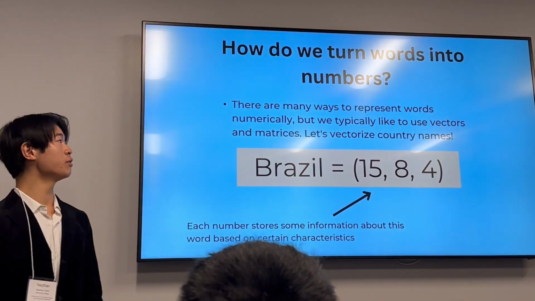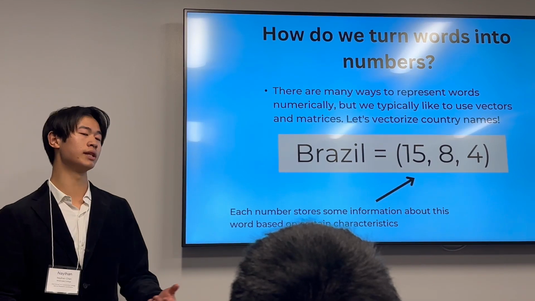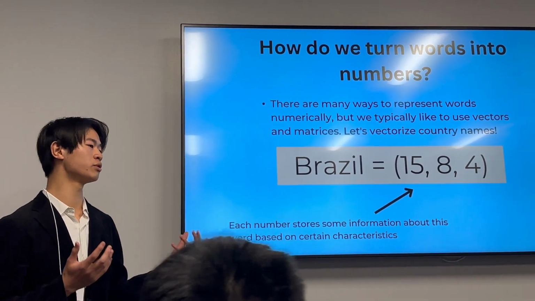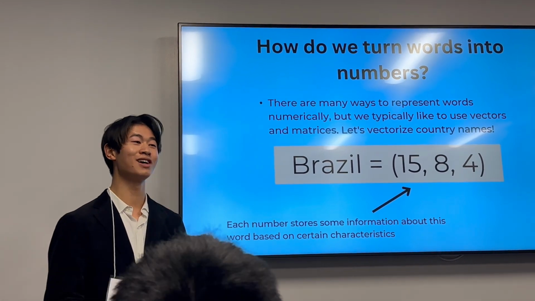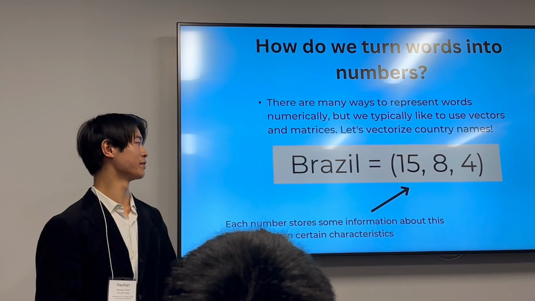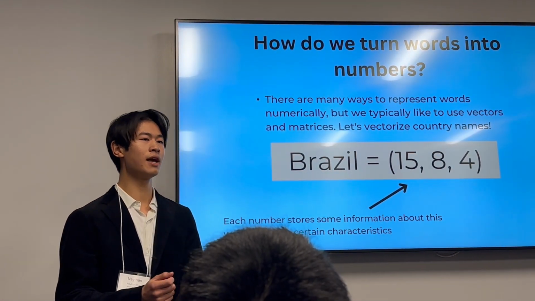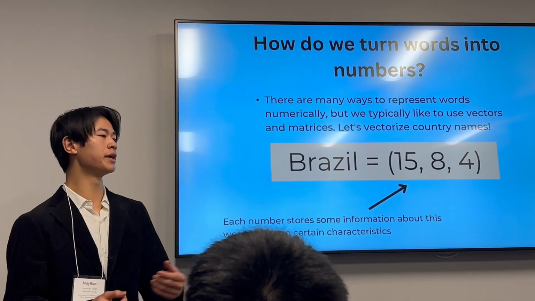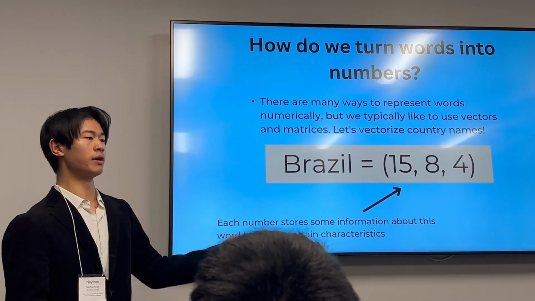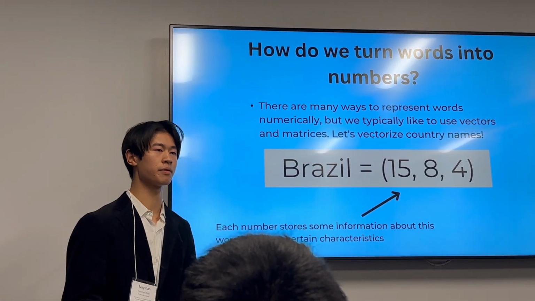Okay, so how do we actually turn words into numbers? There's many ways to do that. Typically, we like to use vectors and matrices. I think the best way to answer this question is through a concrete example. Let's say we're trying to vectorize country names. So we have countries from around the world, and we want to convert them into numbers in a meaningful fashion, so we can draw some sort of relationship between them, right? I want to know if Brazil is closer to China or Mexico or India and so forth.